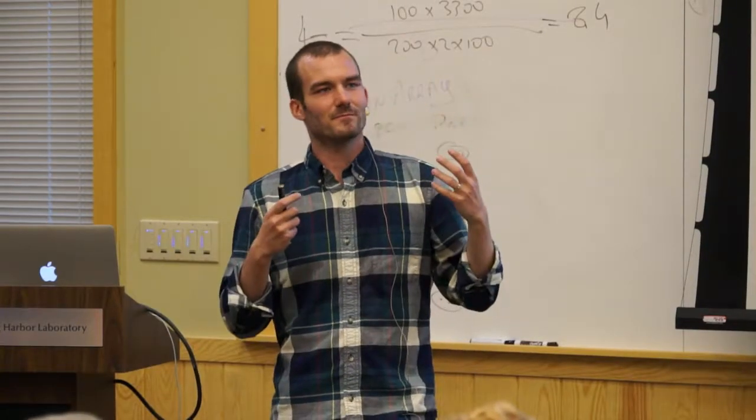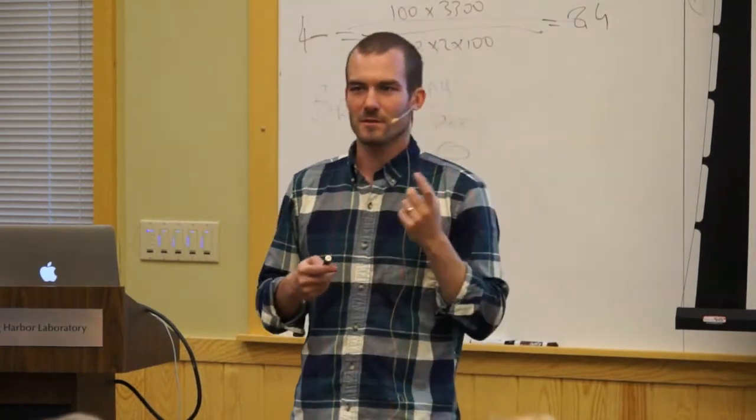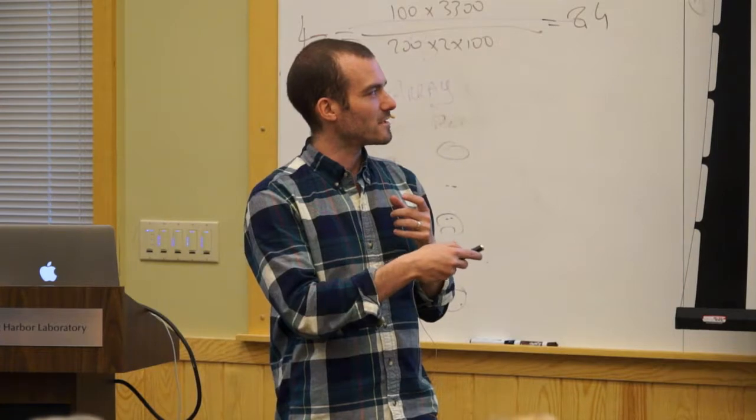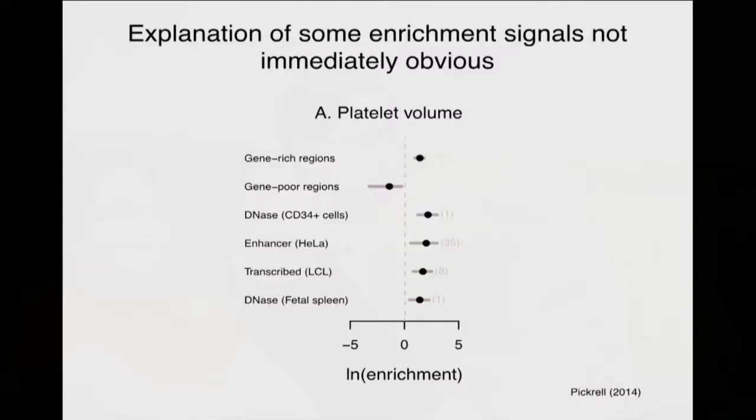The spleen is involved in platelet biology, but then you start to wonder, these are primary cells dissected from an actual fetal spleen. Maybe what is this actually measuring? Is it measuring spleen, or is it measuring the platelets that are already in the spleen, right? So the model's only as good as the data that goes into it, right?